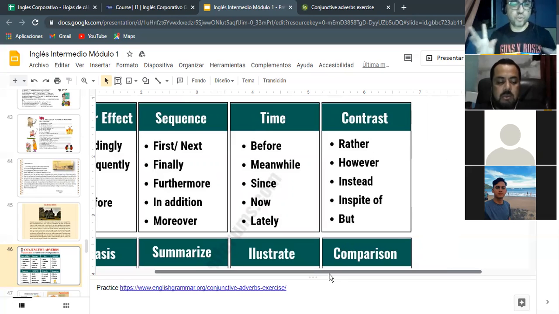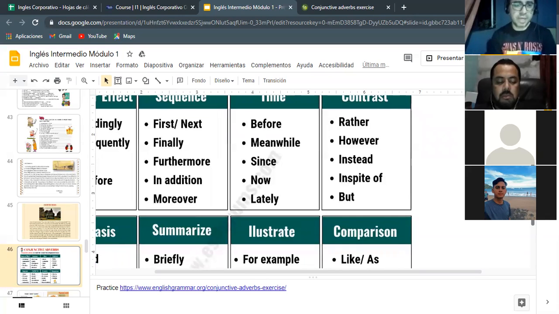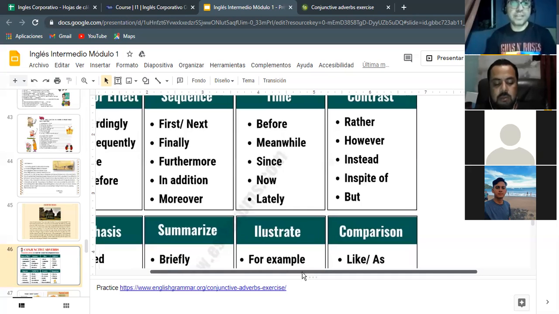Contrast. Contrast is when you have two different ideas, right? When you are going to put together ideas that are very different. So we have rather. Do you know what is rather? That is very common when you say rather. I'd rather be, for example, at the beach, right? So it's like preference, something like that. However, that is very similar to the last one, that is but. However, but instead of using but, you can use however. Instead, do you know what is instead? Okay, instead is en lugar de. In spite of. Do you know what is in spite of? A pesar, algo así. Very good. A pesar de. So that is for contrast. Do you have any question for the first part?